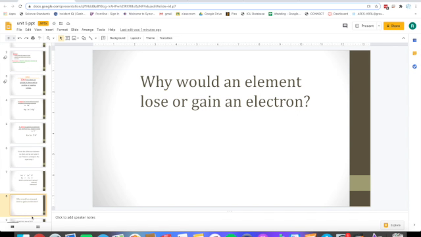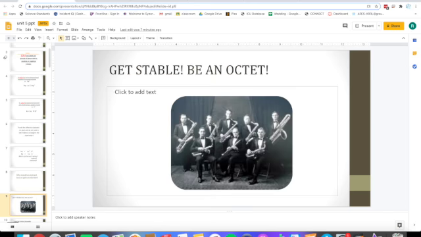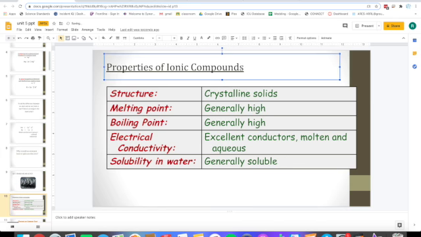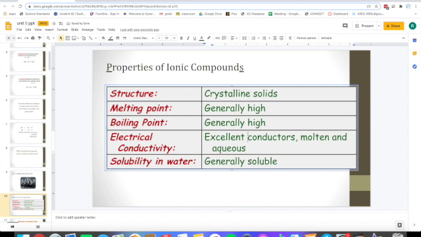So why would an element lose or gain electrons in the first place? Well, that is for them to be happy, for them to be stable. And in order to do that, they want to be an octet, which basically means they have 8 electrons. So here are some properties of ionic compounds. They are generally crystalline solids. They have a high melting point, a high boiling point. They are excellent conductors of electricity, and they are generally soluble, which means they will mix with water.